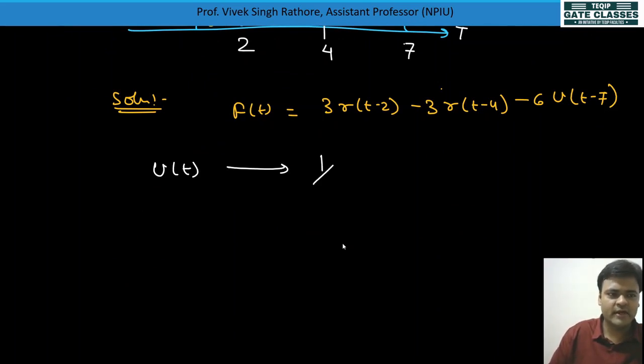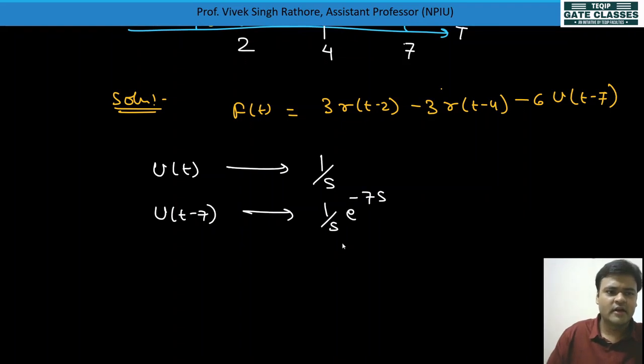See, u of t Laplace transform is 1 by s, right, and u of t minus 7, Laplace transform will be 1 by s e to the power minus 7s, obviously. And what will be the Laplace transform of r of t?